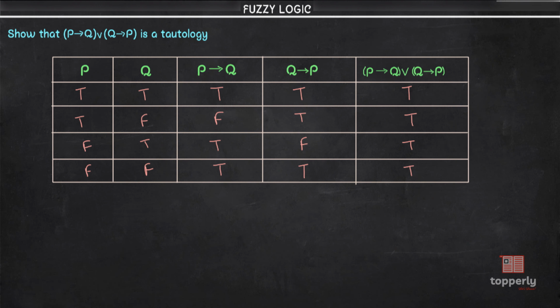Moving on to the next question. Show that P implies Q, conjunction Q implies P is a tautology. Now this question is homework for all of you.